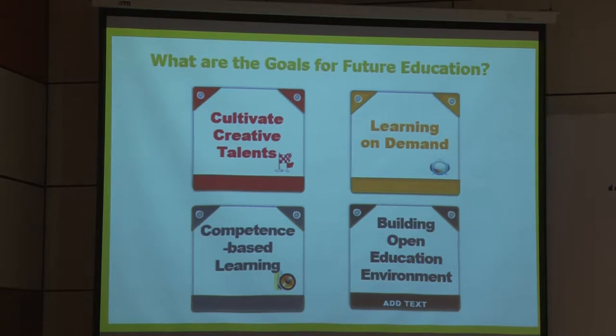So in order to improve or cultivate those soft skills, I think future education needs to have the following goals. First one is cultivating creative talents. And second is learning on demand. And third is competence-based learning. And the last one is building an open education environment.